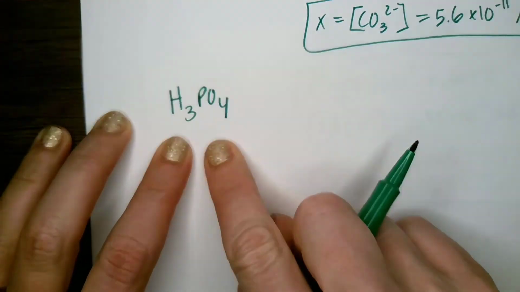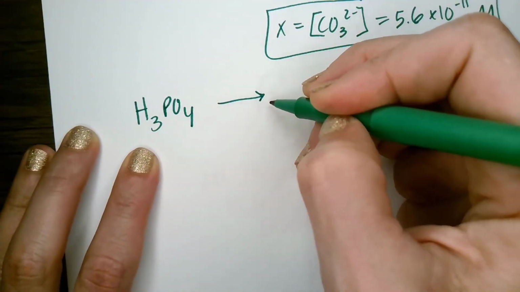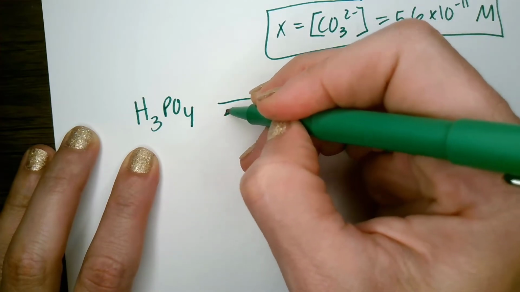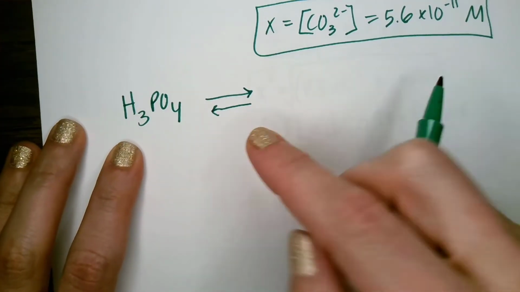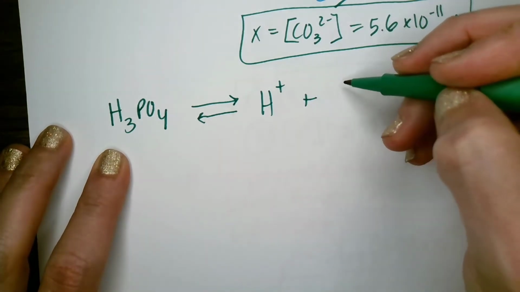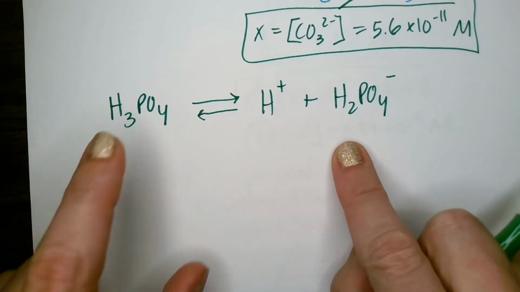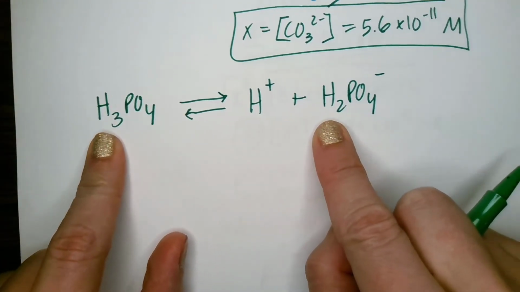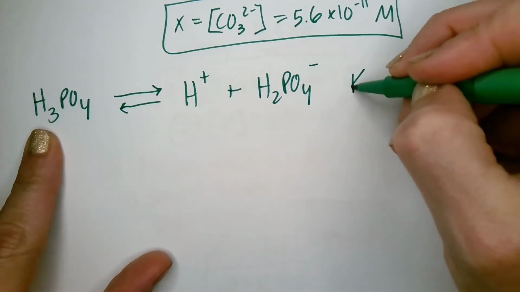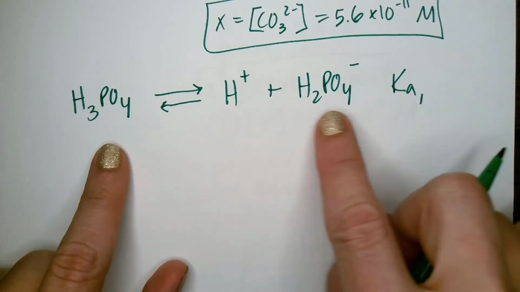So for example, one of the most common triprotic acids is H3PO4, which is phosphoric acid. So if we were to look at this dissociation, again, remember the first one's the easiest to pull off. I would have H plus and H2PO4 minus, right? So I went from H3 to H2, and that's called our Ka1.